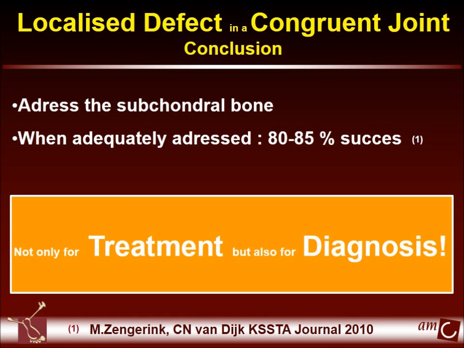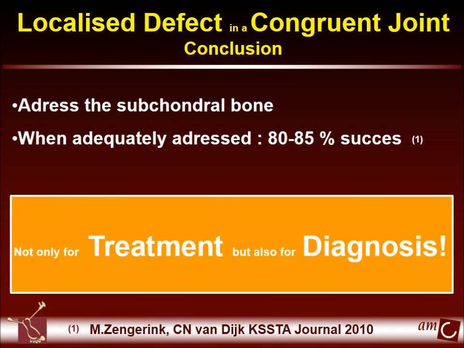If that's the case for the treatment, it's also true for the diagnosis. So I'm not interested in the cartilage if I have an osteochondral defect. I'm interested in the bone, because the bone gives the symptoms, the bone gives the pain, I want to treat the bone. If you make a CT scan, you have to do a reconstruction in coronal and the sagittal plane, not just for your diagnosis.